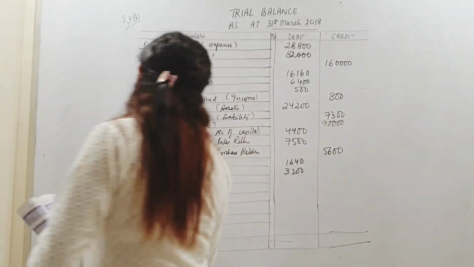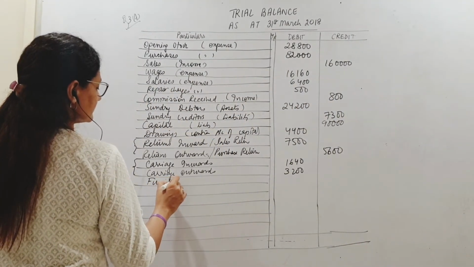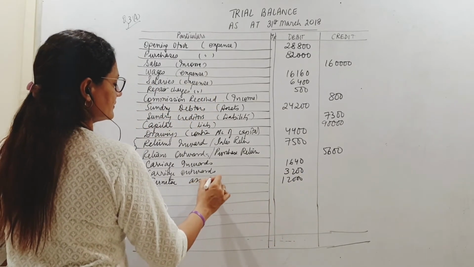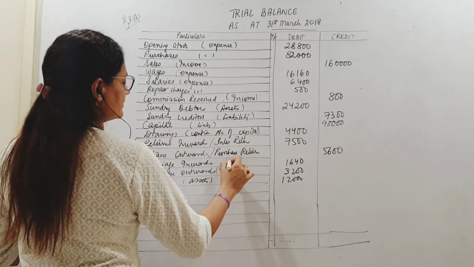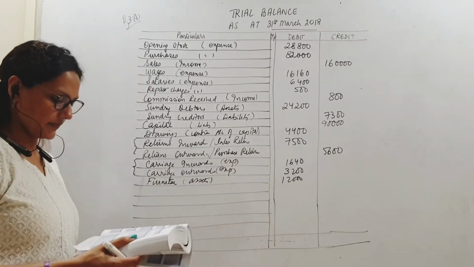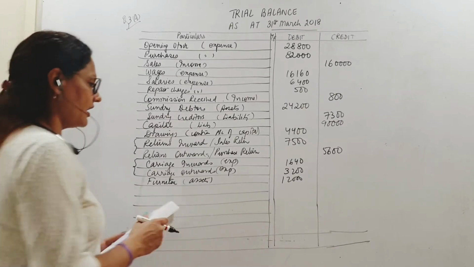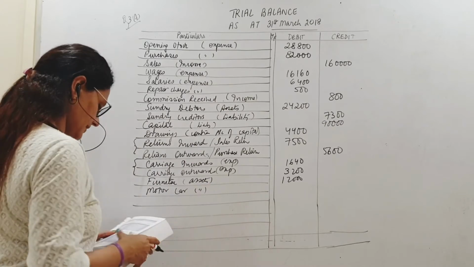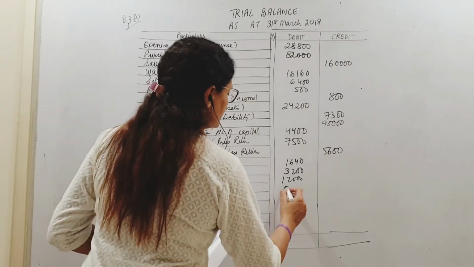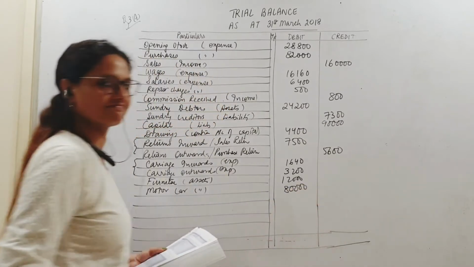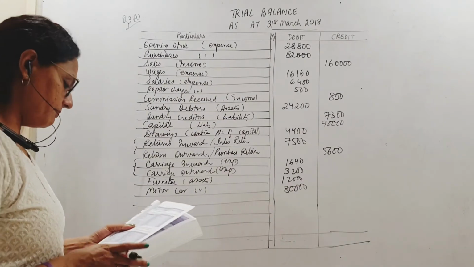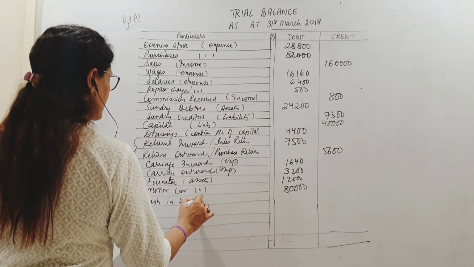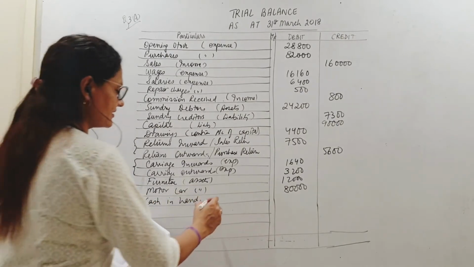Furniture, it's a fixed asset for me. Furniture, all assets to be debited. Okay? This is an expense, this is an expense. Okay. Furniture 12,000. Motor car, again an asset. Motor car, fixed asset. How much? 80,000. Okay, 80,000. Right? Then you have cash in hand. Cash in hand is, yes, a current asset.